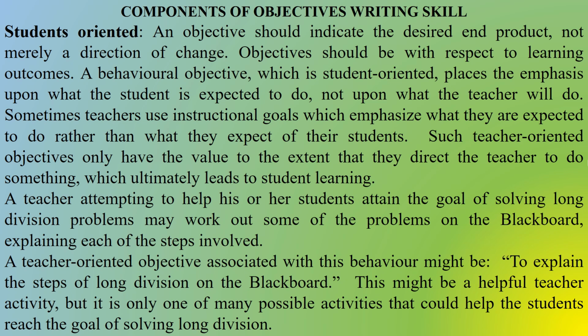Student oriented. An objective should indicate the desired end product, not merely a direction of change. Objectives should be with respect to learning outcomes, meaning the result or the end product of instruction. Learning outcome refers to the various domains and levels of learning: cognitive, affective, and psychomotor. A behavioral objective, which is student oriented, places the emphasis upon what the student is expected to do, not upon what the teacher will do.